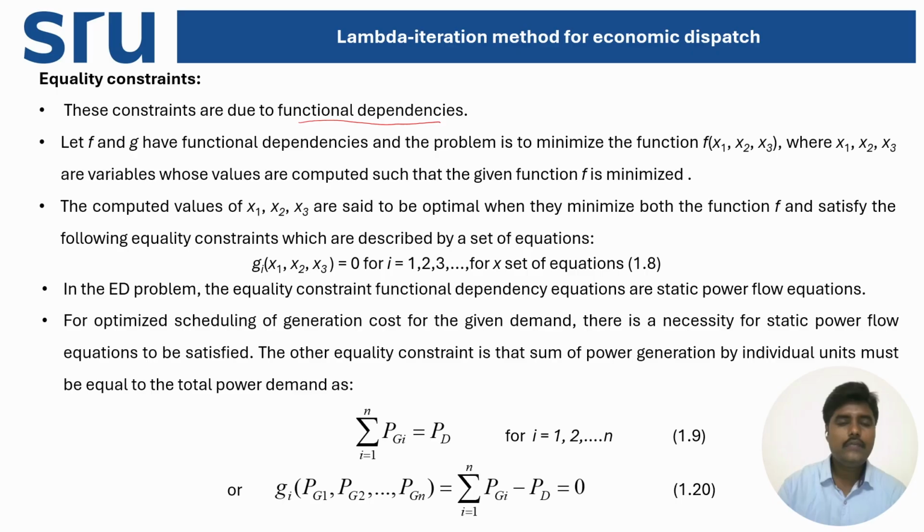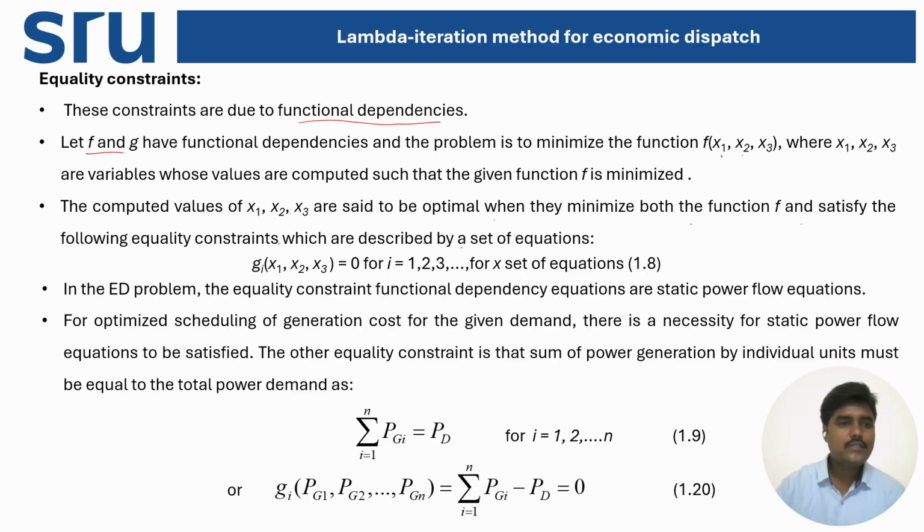Mathematically, let's try to understand what is this equality constraint. Let f and g have functional dependencies, and the problem is to minimize the function f, where f is a function having variables x1, x2 and x3, and the computed values of x1, x2, x3 are said to be optimal when they minimize the function f and satisfy the following equality constraints, which are described by a set of equations. Let's try to understand these statements.